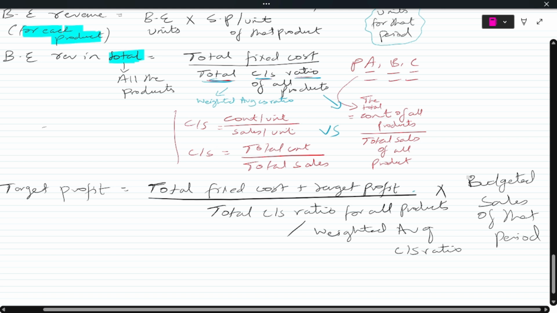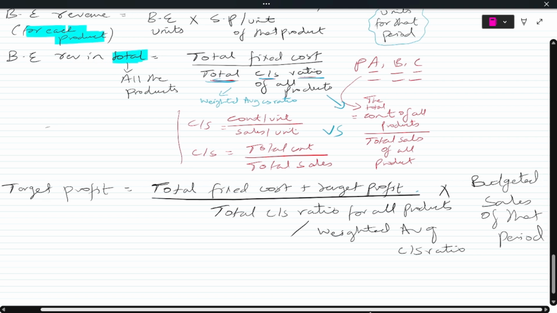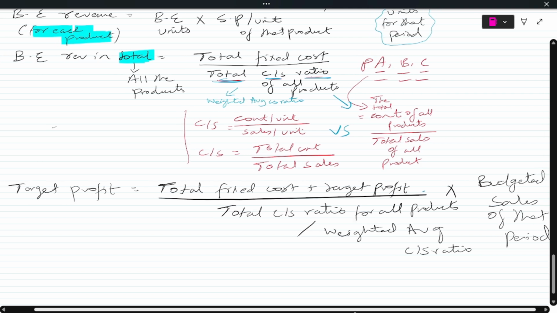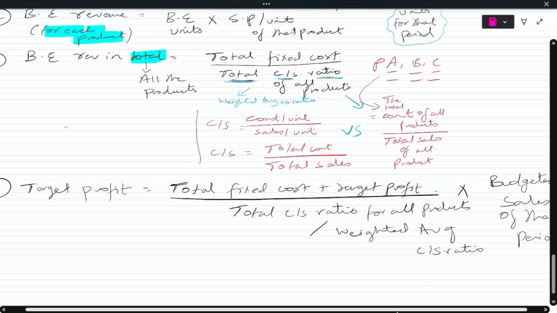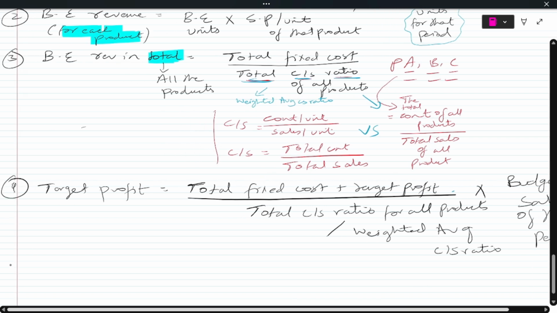Got it? So you see this part about budgeted sales of that period is different, right? So that's how you calculate your target profit. Remember that target profit for multi-product is calculated by this formula, which is total fixed cost plus target profit divided by total CS ratio, or what we call the weighted average CS ratio, same thing, multiply by the budgeted sales of that period. Clear?